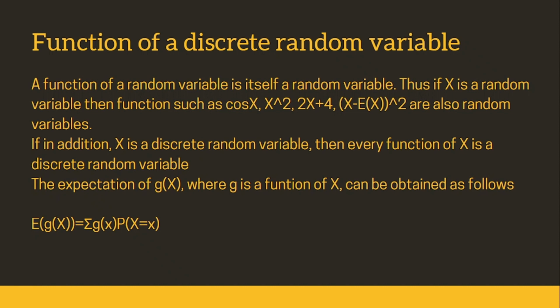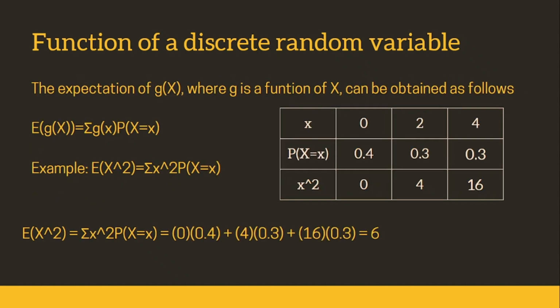If in addition x is a discrete random variable, then every function of x is a discrete random variable also. And so the expectation of g(x), where g is a function of x, can be obtained as follows. It's just going to be the summation of whatever value you get out of the function times the probability of that value of x as well.